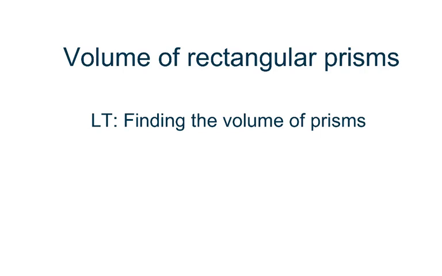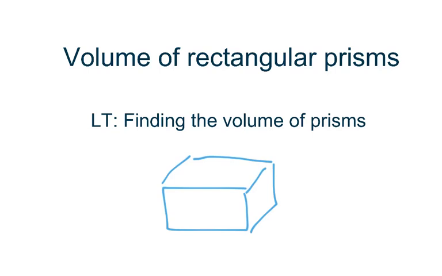Now when I'm saying a rectangular prism, I'm talking about a shape that looks something like this, where one side of it is a rectangle, and then the other sides may be rectangles, they might be squares, but it is a 3D shape, and so it looks something like this. And this is a great introduction into finding the volume of a three-dimensional shape.